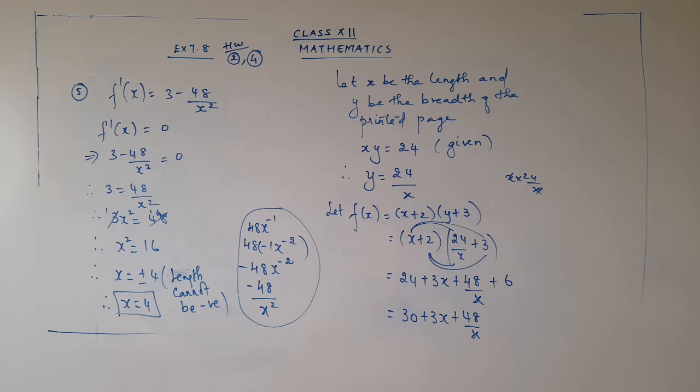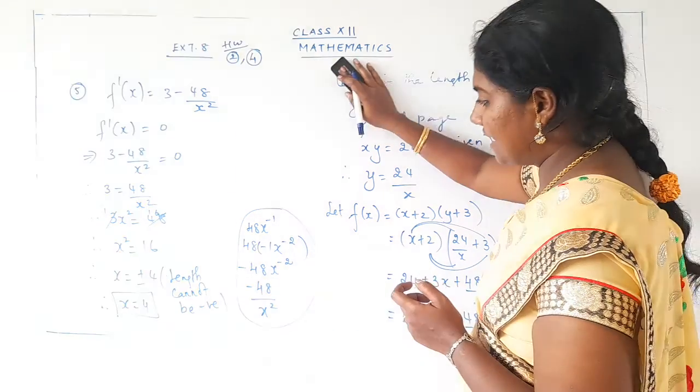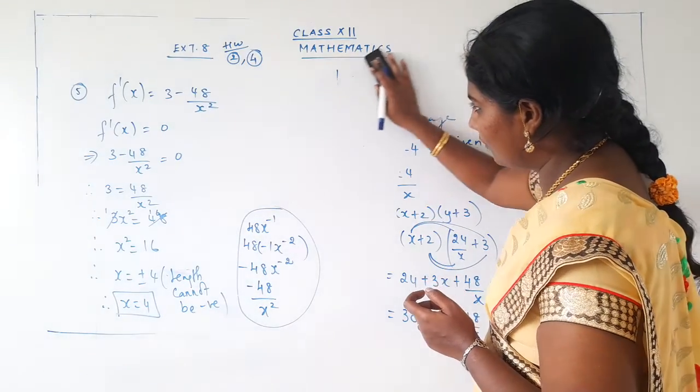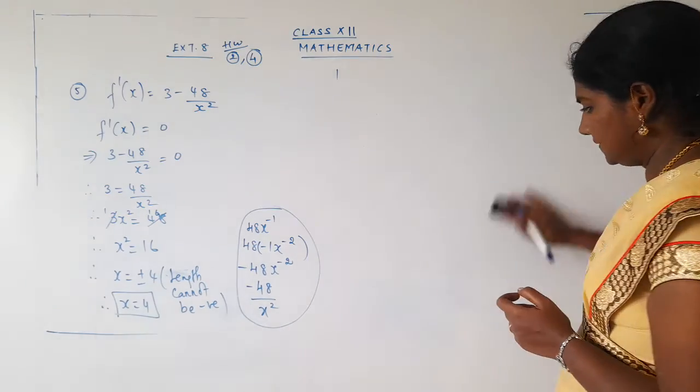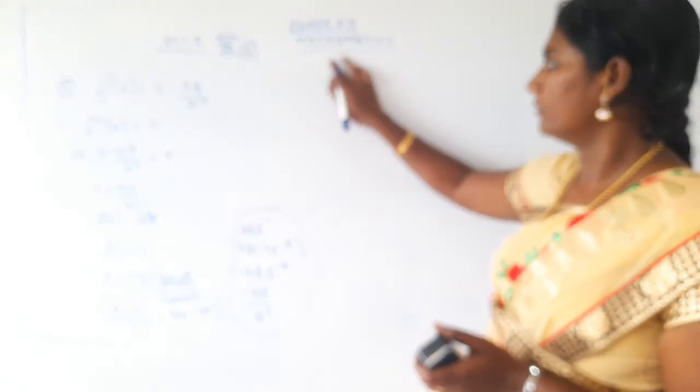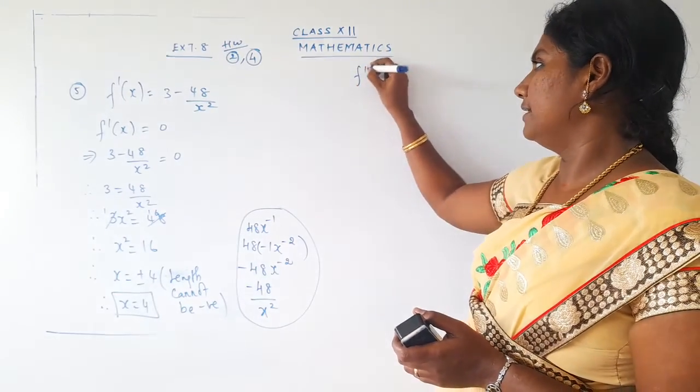Okay, now coming to the next step. So I have found f dash x, and using f dash x equal to 0, I have found the value for x also. Now what is the next thing? I have to find out f double dash x. So f double dash x.